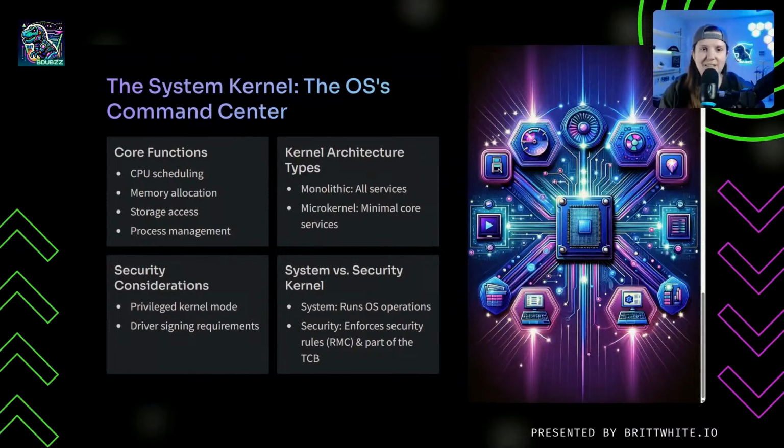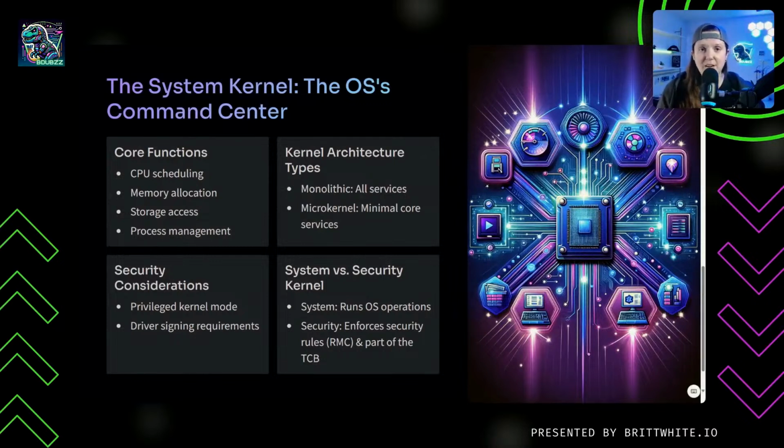Think of it this way: the system kernel runs the OS operations, while the security kernel acts as the security guard, enforcing those reference monitor concept rules, and the security kernel is part of the trusted computing base, ensuring the system kernel stays within secure boundaries.